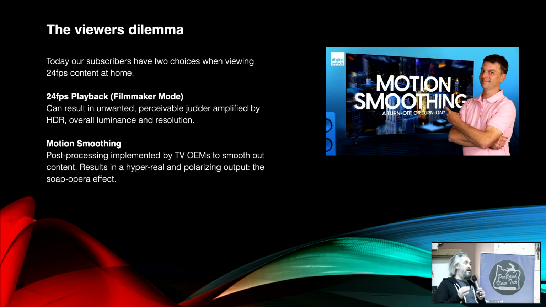But the point I'm trying to make here is that these are two extremities, and it's my hypothesis that neither of them in isolation is a solution to the problem. And yet this is the only thing we have available to us today in order to mitigate the problem of uncontrolled or unwanted judder in cinematic experiences at home.